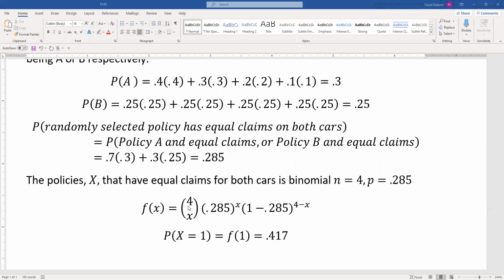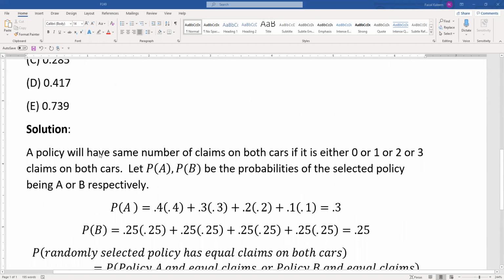So this is the binomial formula, n choose x, 4 choose x, little p to the power x, and 1 minus p to the power n minus x. So we want the probability x equals 1, that's f(1), and substituting x equals 1 here, you get 0.417, and that is choice D.